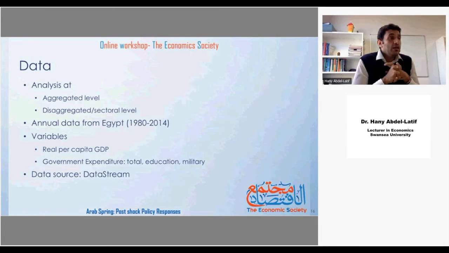The variables of interest are real per capita GDP, to proxy for economic growth, and government expenditure. As we said, we're going to look at the total, and also split this depending on the sector. So we could find data for the same time span for government spending on education, and for military expenditure in Egypt. We collected the data from DataStream. So this is the data set we have. We actually have two variables here: on the left-hand side, the real per capita GDP, and on the right-hand side, the government expenditure. We looked first at the total, and then at both education and military afterwards.